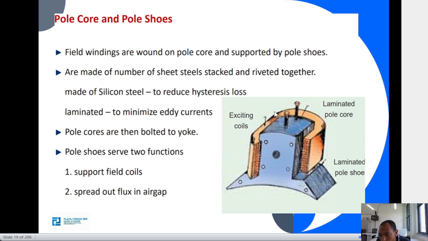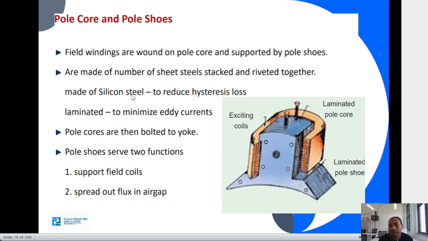We call this the core of the winding, the machine, and it is supported by the pole shoe. This is the pole shoe or pole face normally. This pole core is made up of sheet steel stacked and riveted together, and they form the pole cores. This is a core, and it is made up of silicon. Why silicon? Just to reduce the hysteresis losses produced inside the machine, that has to be reduced.